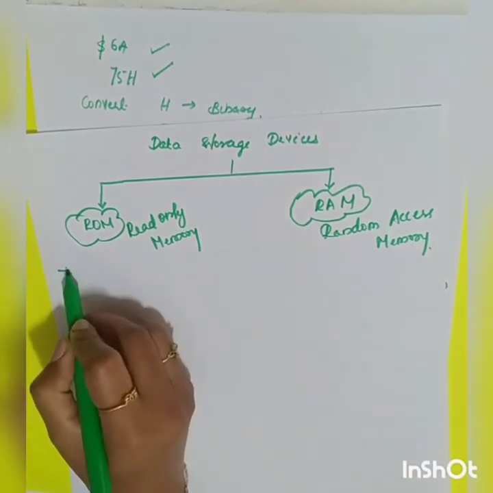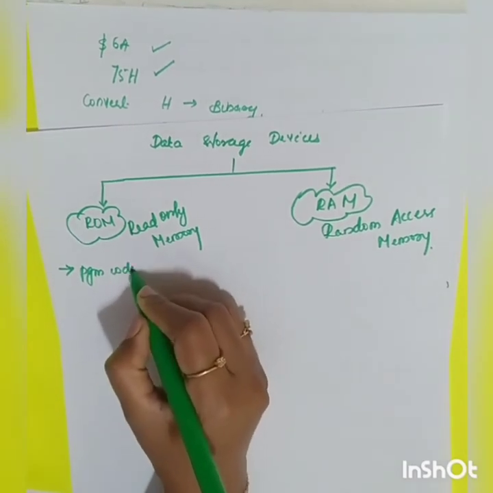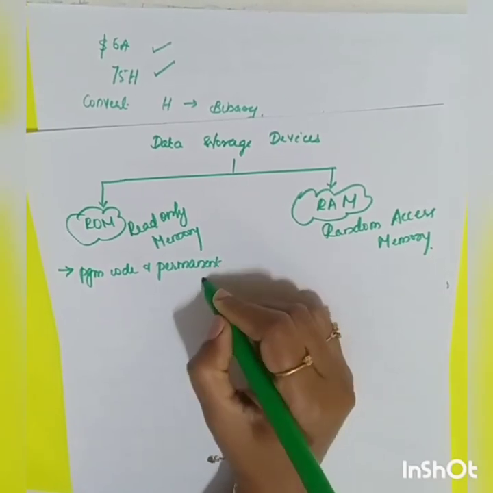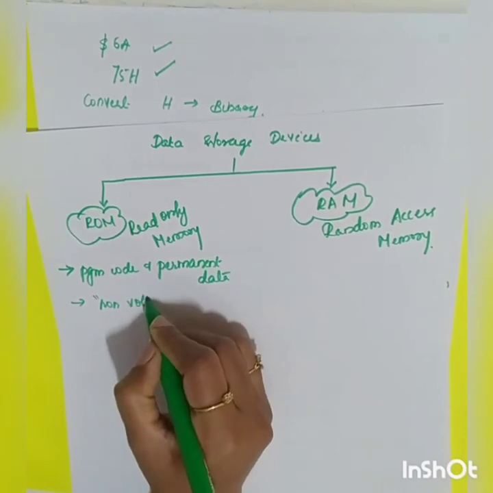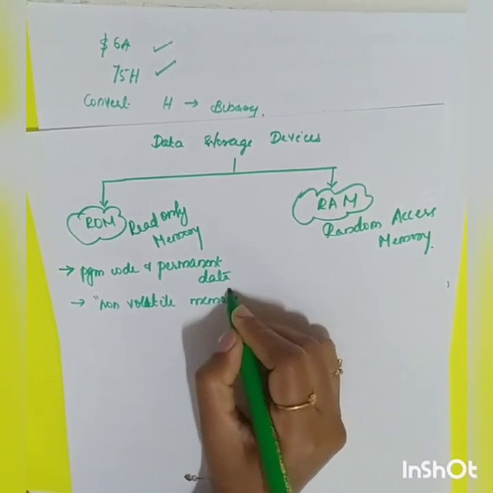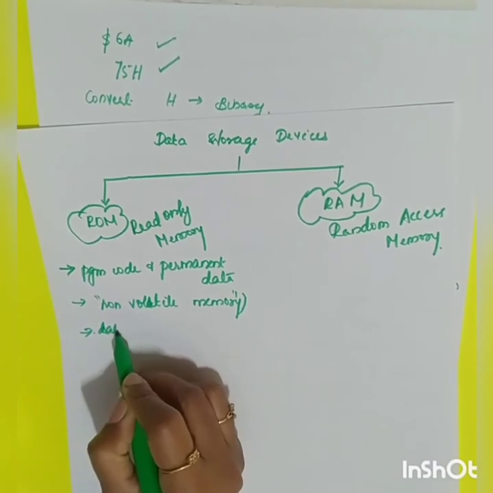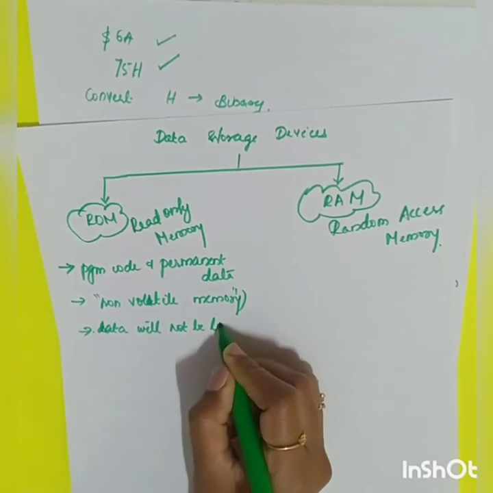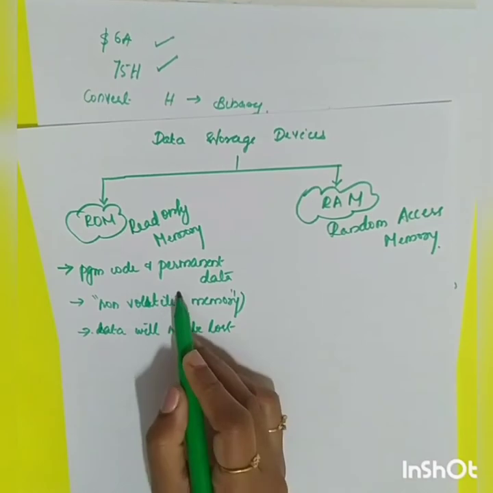So what is meant by read-only memory? Read-only memory consists of the program code and permanent data. Permanent data means it can also be called non-volatile memory. So what is meant by non-volatile? The data will not be lost even if the power supply is switched off. Okay. That is called non-volatile memory.